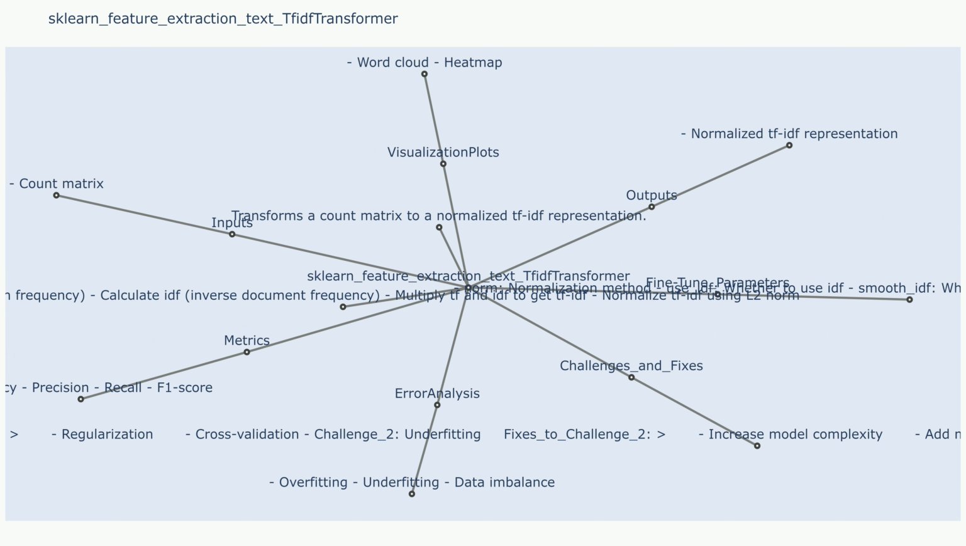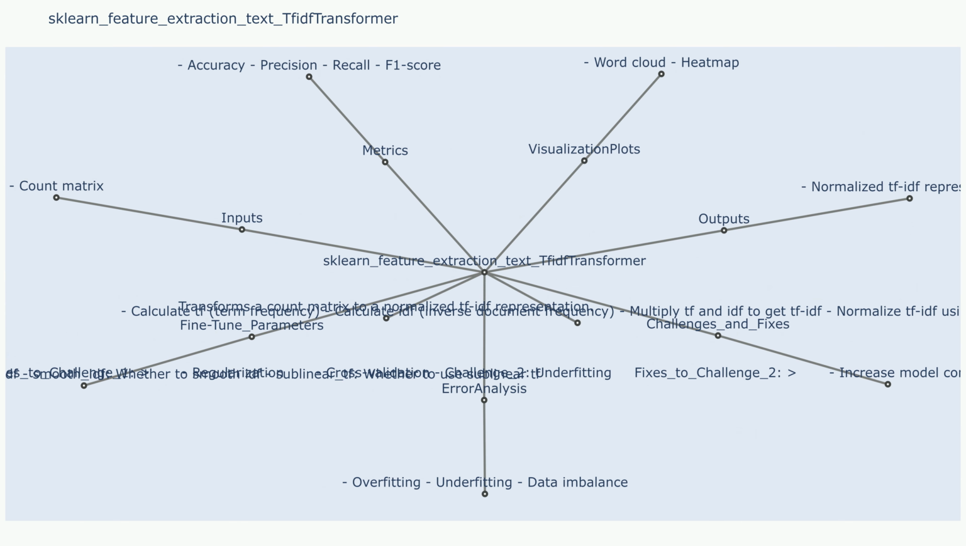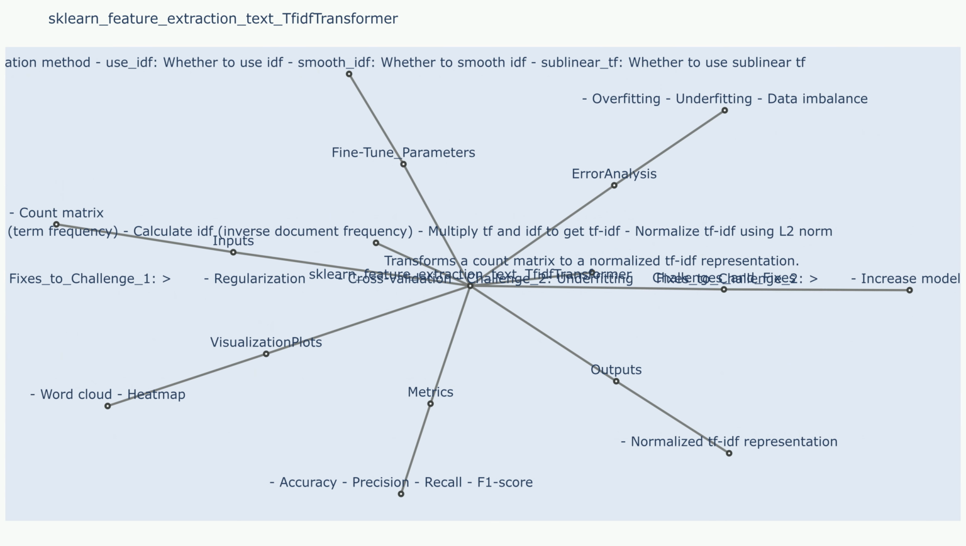Inputs: term frequency matrix, TF matrix. This is a matrix where each row represents a document and each column represents a word in the vocabulary. The values in the matrix represent the number of times a specific word appears in a document. Vocabulary: this is a list of unique words that appear in the entire corpus of documents. Outputs: TF-IDF matrix. This is the transformed matrix, where each row represents a document and each column represents a word in the vocabulary. The values in this matrix are the TF-IDF scores of each word in each document.